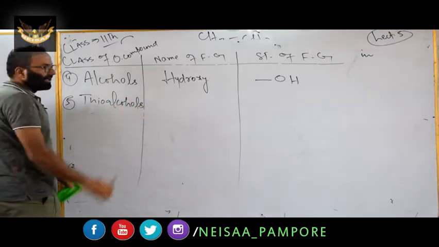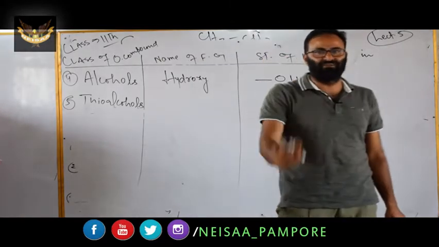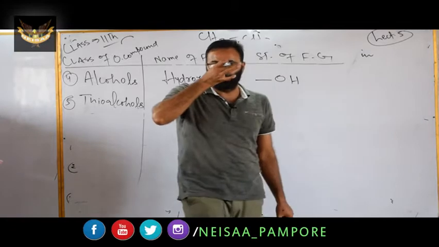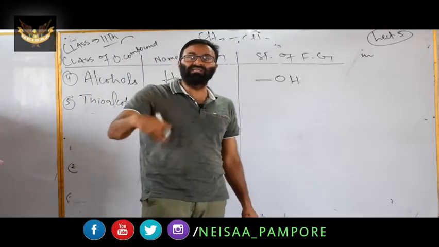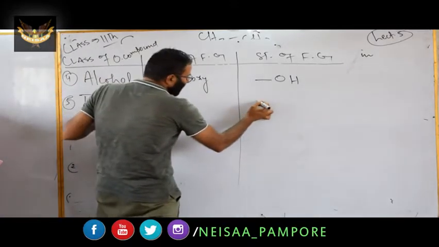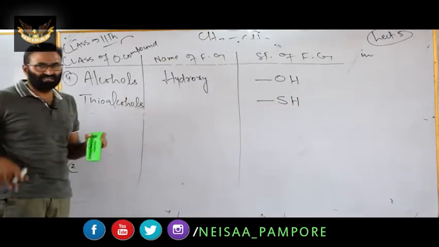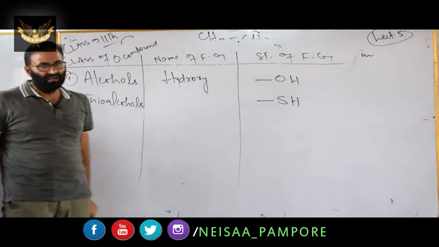Thioalcohols. In organic chemistry, when we use the word thio, it means sulfur will be there. Remember this point. Whenever there is sulfur in the organic compound, we use the word thio. Thio means sulfur. Then thioalcohol means that instead of OH, it is SH. Remember this point. This is the difference between the alcohol and thioalcohol. Instead of O, we have the sulfur.